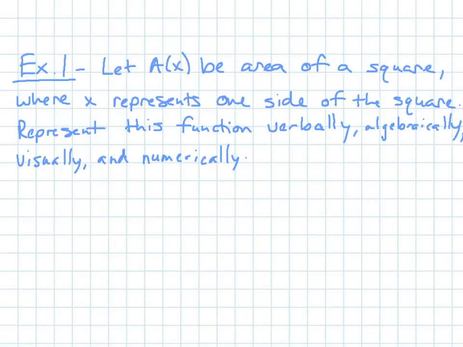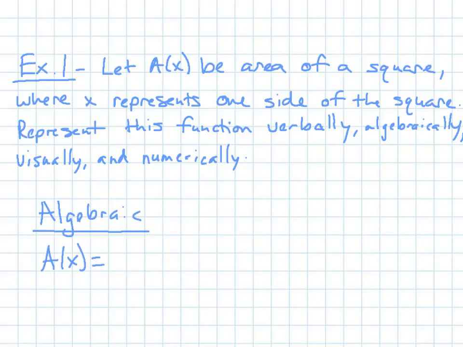So for example 1, let A of x be the area of a square, where x represents one side of the square. Represent this function verbally, algebraically, visually, and numerically. Okay? So we can always start with the easy one, the formula, or the algebraic. Algebraic would be writing a formula that represents that.